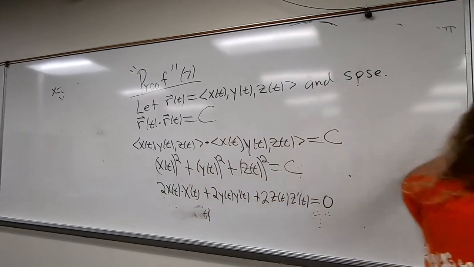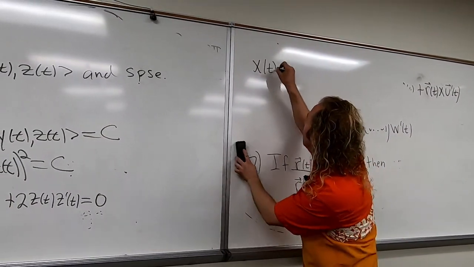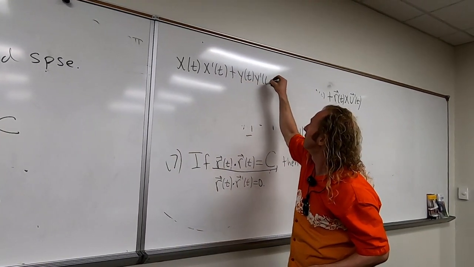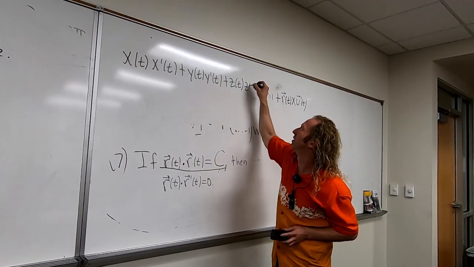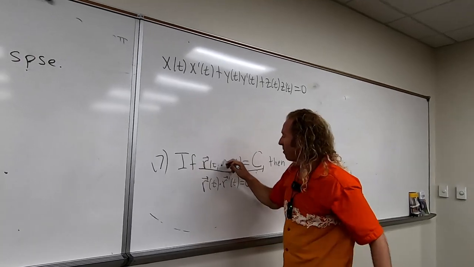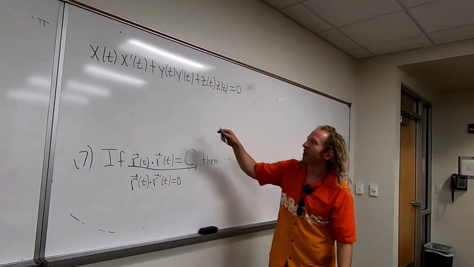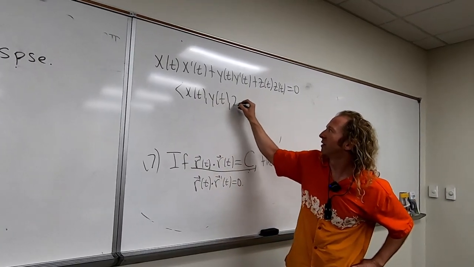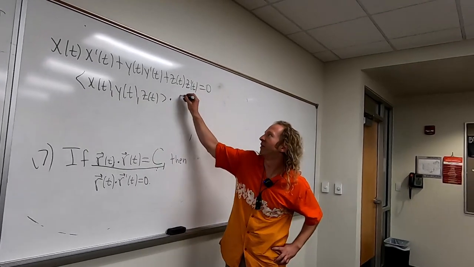Let me come up here. We're running out of room. The key point is coming up. So dividing by 2, we get x of t, x prime of t, plus y of t, y prime of t, plus z of t, z prime of t, and that's equal to 0. Now, the proof is pretty much done, right? Because this is the same thing as the dot product of this vector with the derivative vector.